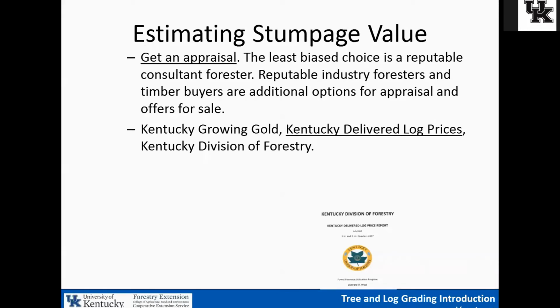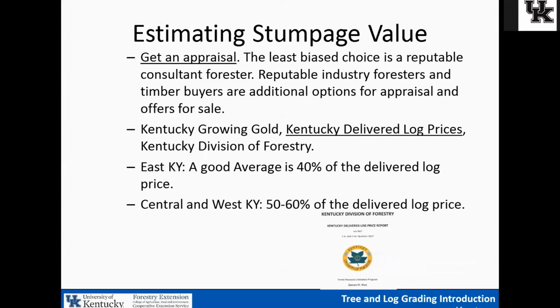One other way just to get a ballpark estimate is using Kentucky's delivered log prices in Kentucky Growing Gold. That is put out by the Kentucky Division of Forestry, and it usually comes out quarterly. For East Kentucky, a good average is about 40% of that delivered log price. And if you're in Central and West Kentucky, it's usually somewhere around 50 to 60% of that delivered log price. Again, this is just an estimate. Your quality, your quantity, how many board feet per acre, those things are going to play into what your actual value is.